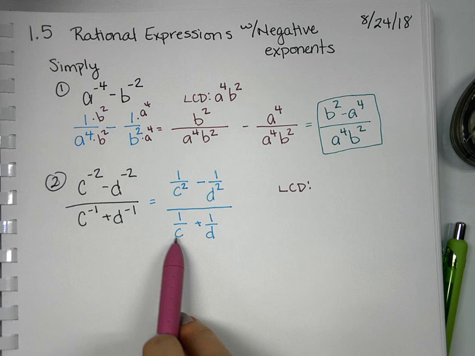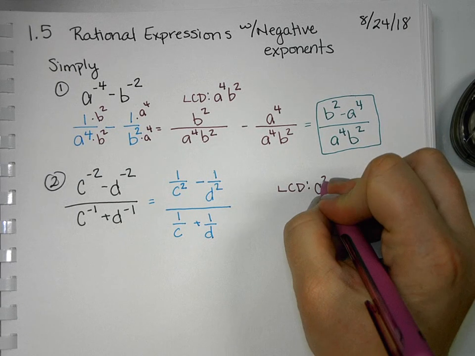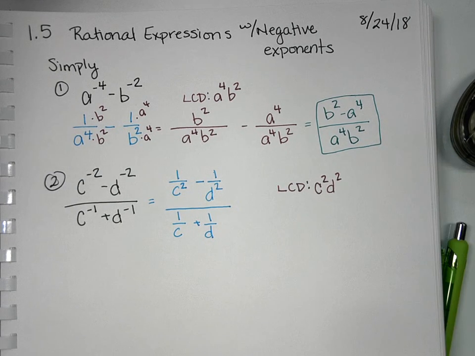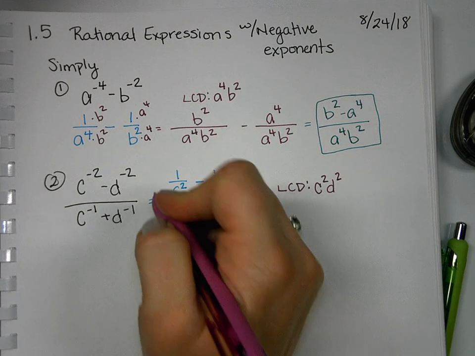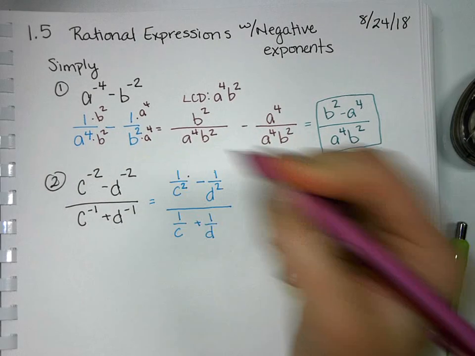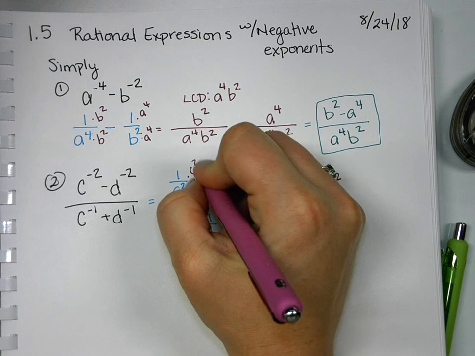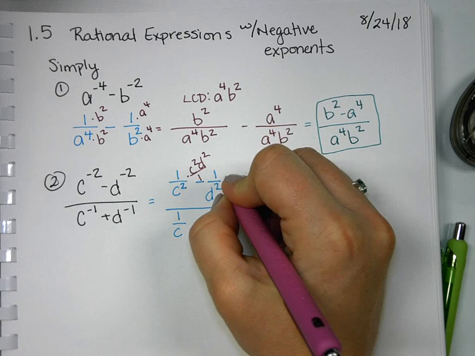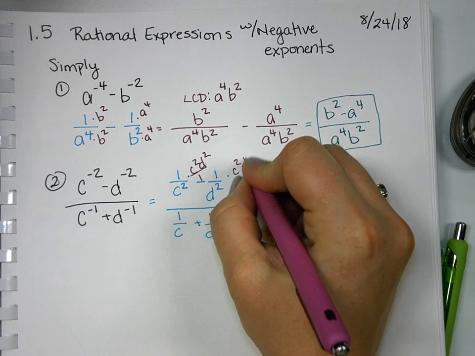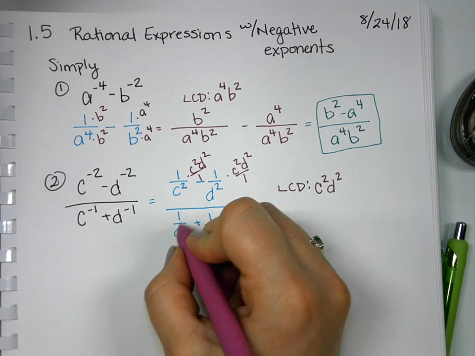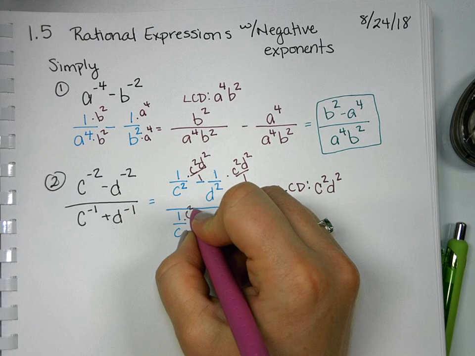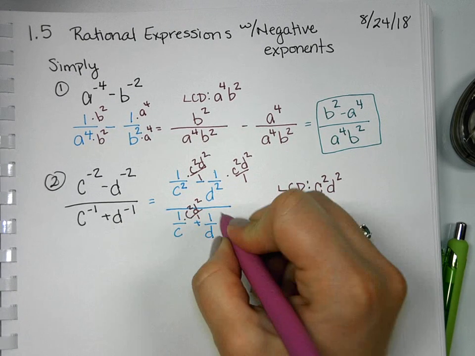So I take the highest power, so c squared d squared would be our LCD, the smallest number all of those multiply to, or the smallest term. So this is where we're going to multiply each term by the common denominator, c squared d squared. And we want to remember that it's over 1.